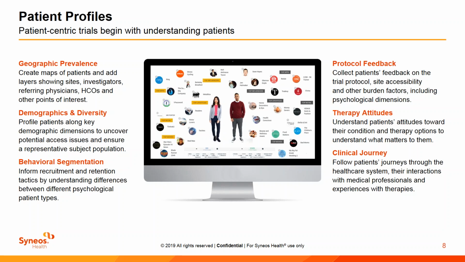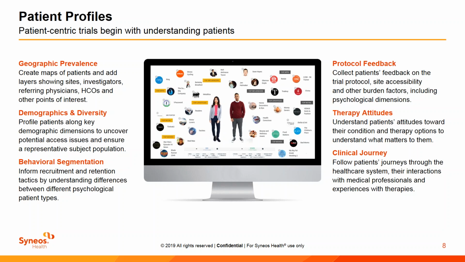The second, we profile patients along key demographic dimensions, uncovering potential areas. Behavioral segmentation, informing recruitment and retention tactics. For example, phase 1 versus a phase 4, a grade 1 versus a grade 4 oncology trial. That patient's going through a lot of different behavioral journey. So we really want to understand what those pieces are to really help understand how we best set up patient engagement.